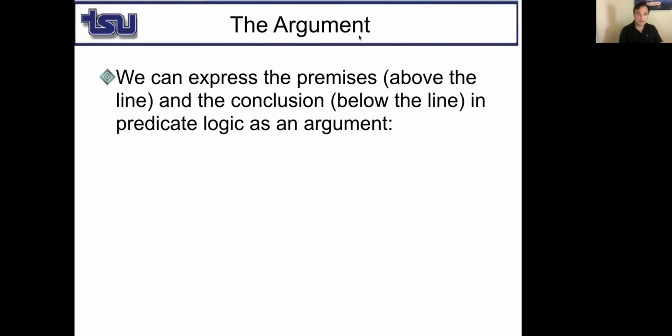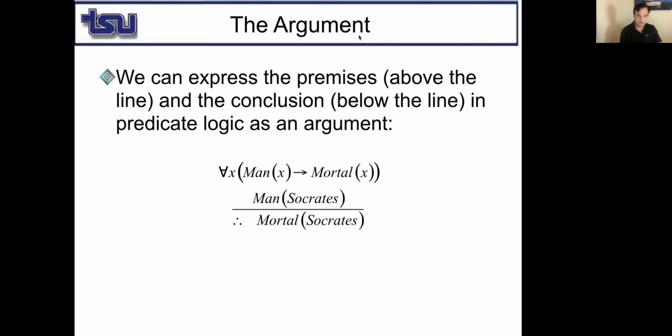So the arguments are represented using premises and conclusion. We typically draw a line. Our premises are listed above the line, and our conclusion is listed below the line. For example, here, this is premise 1, premise 2, and this is the conclusion. So this is the line, and we have all the premises above the line, and then the conclusion below the line.